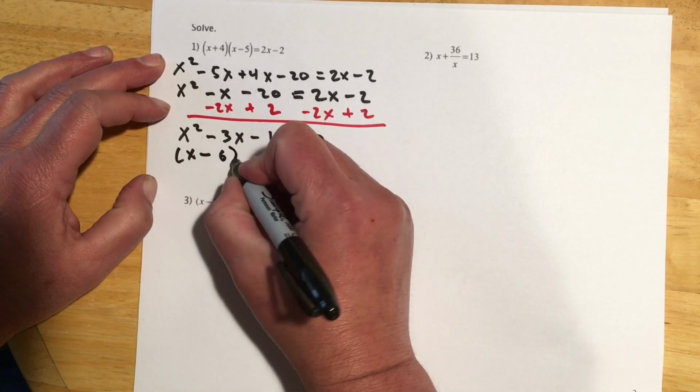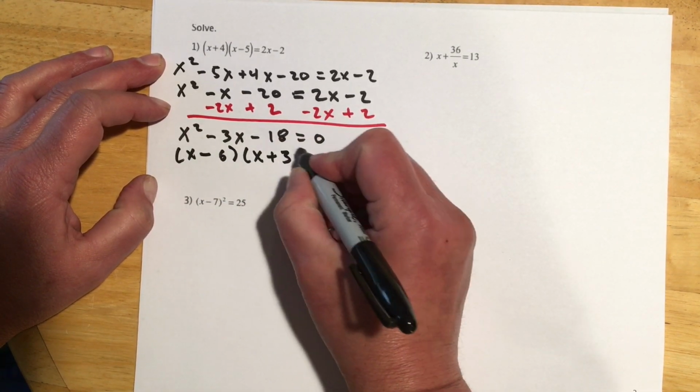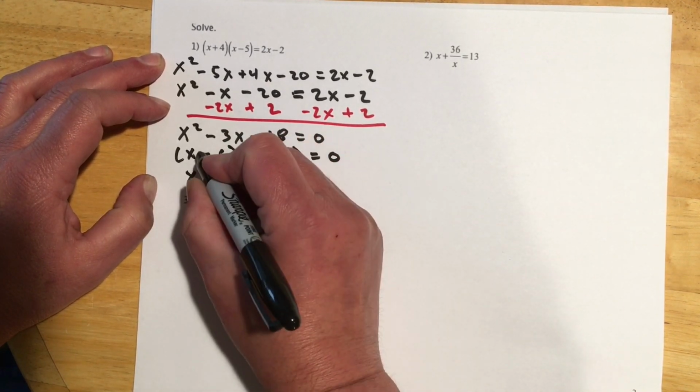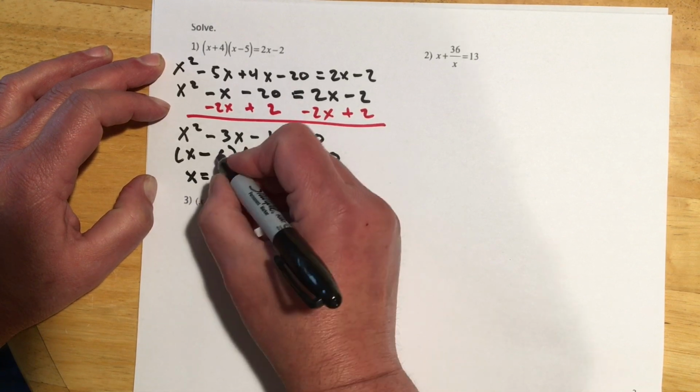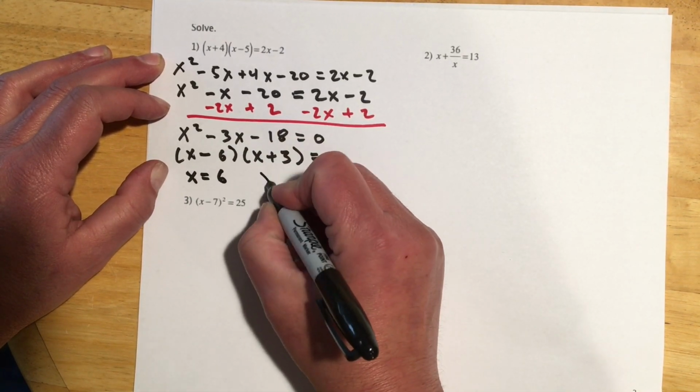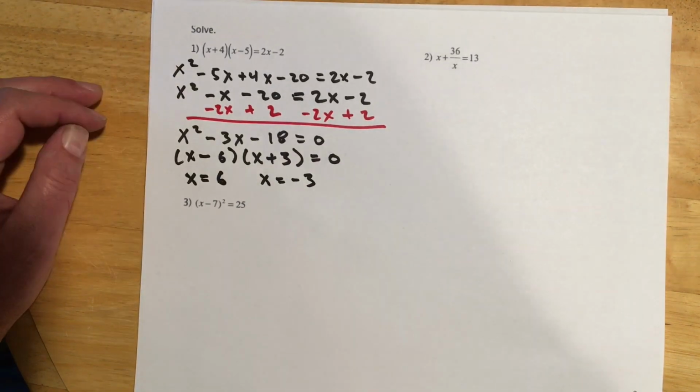So I can do x minus 6, x plus 3 equals 0. So then those are the factors. So remember, the zeros have the opposite signs because we're setting this to 0 and bringing the 6 over. So it makes x is 6 or x is negative 3.